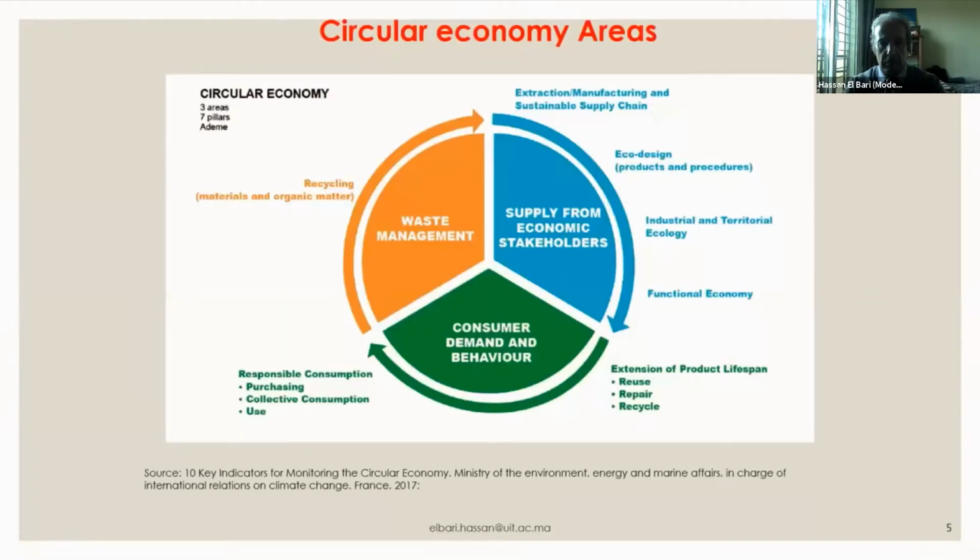Circular economy areas, we can distinguish three areas: waste management, supply from economic stakeholders, and consumer demand and behavior. In the waste management, we can notice recycling materials and organic materials. In supply from economic, we can have extraction, manufacturing, sustainable supply chain, eco-design, industrial and theoretical ecological. And then consumer demand and behavior, which link to responsible consumption.